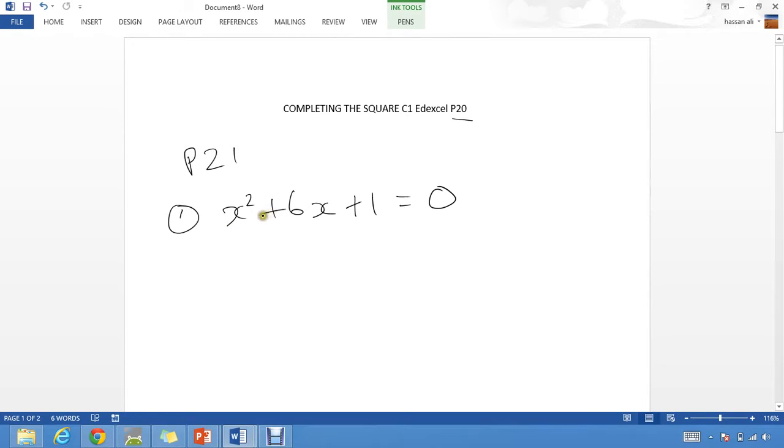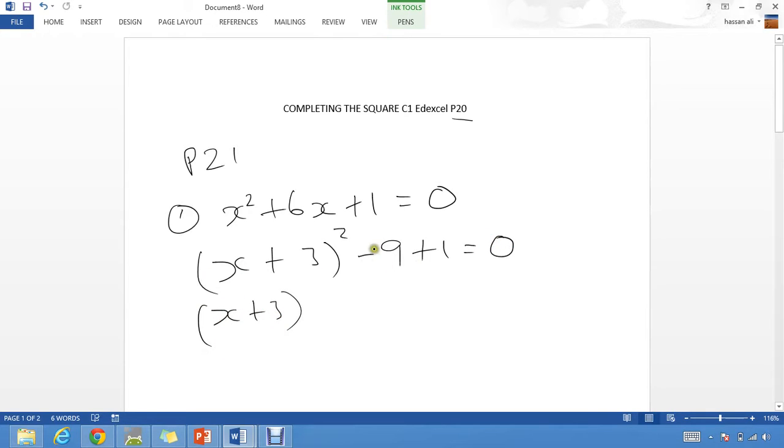Now what you want to do is complete the square on this. Same thing, you just divide it by 2, take away the square of that number, plus that one. Next bit here: minus 9 plus 1 will give you minus 8. Take that to the other side, and it'll give you 8.